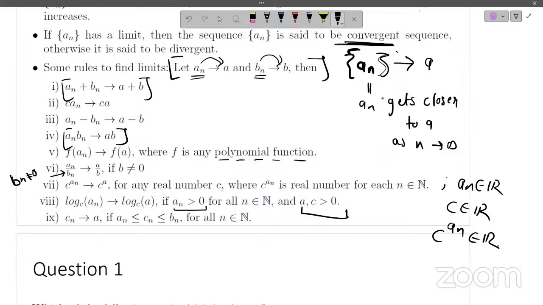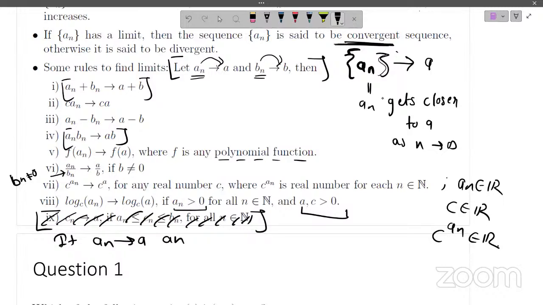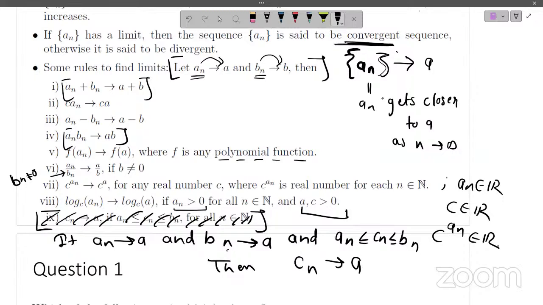The sandwich rule tells us that if an converges to a and bn also converges to the same limit a, and if we have another sequence cn in such a way that an is less than or equal to cn is less than or equal to bn, then we can say that our new sequence cn will also converge to a. Okay, so this is also known as the sandwich rule.